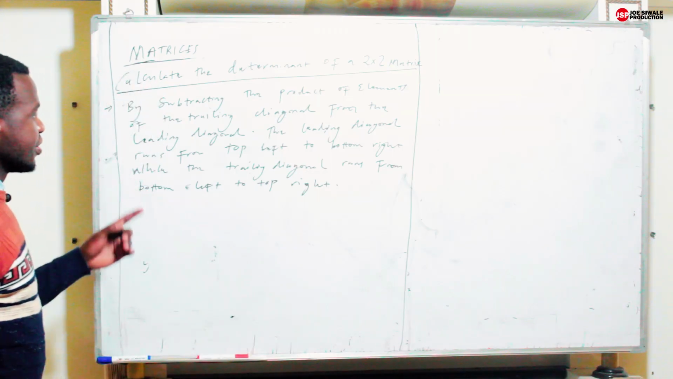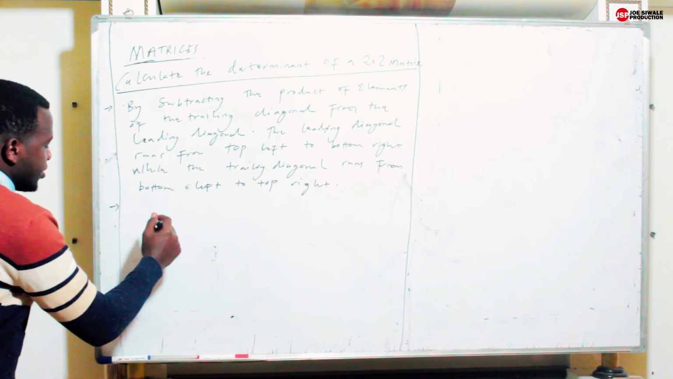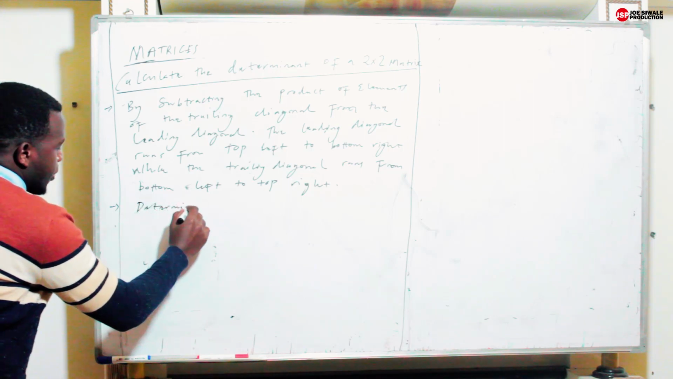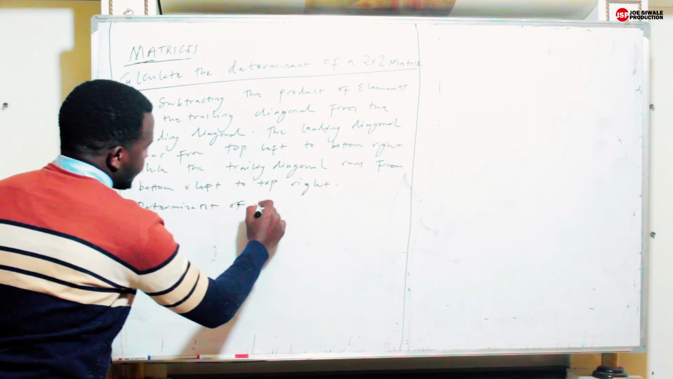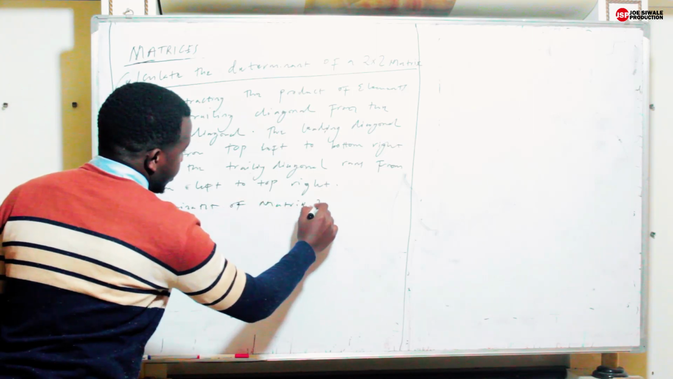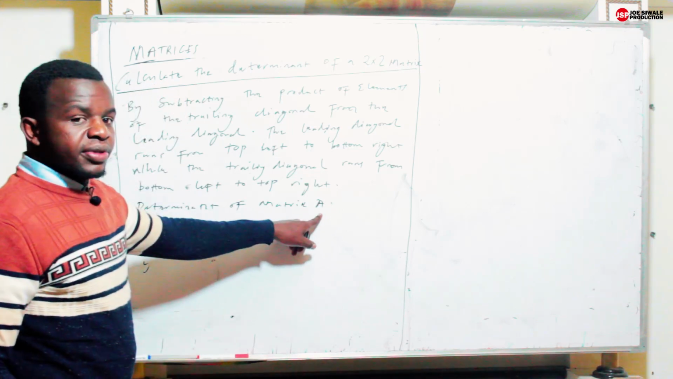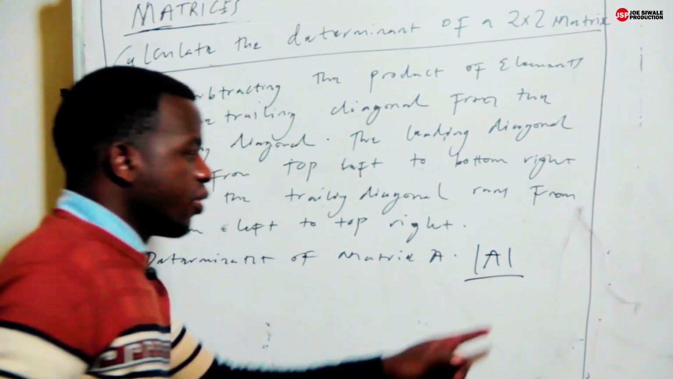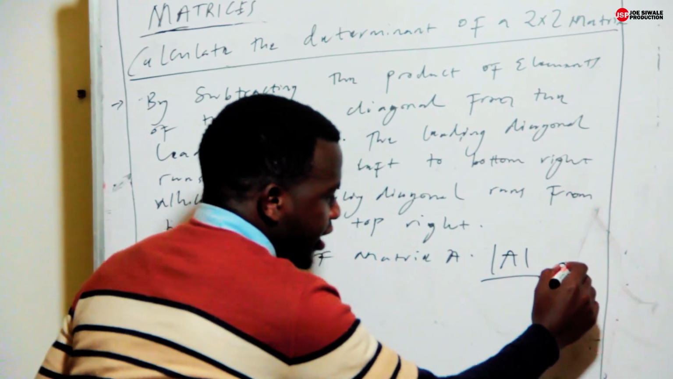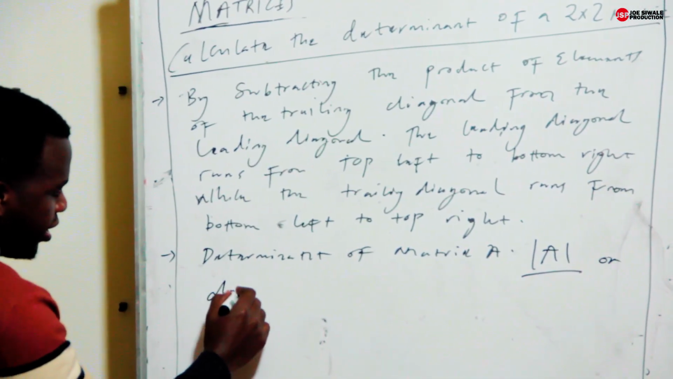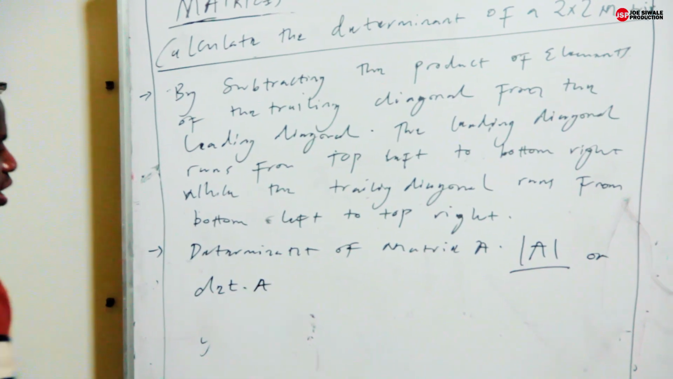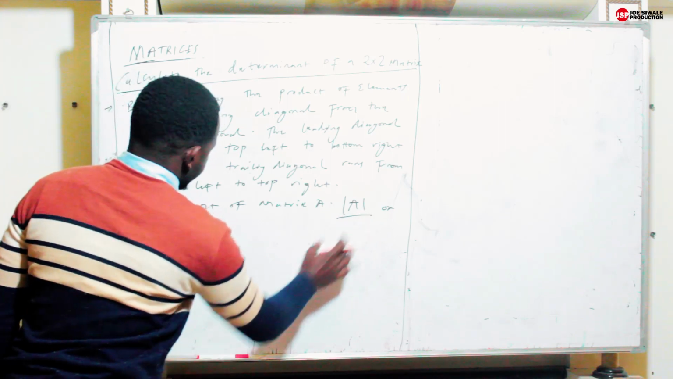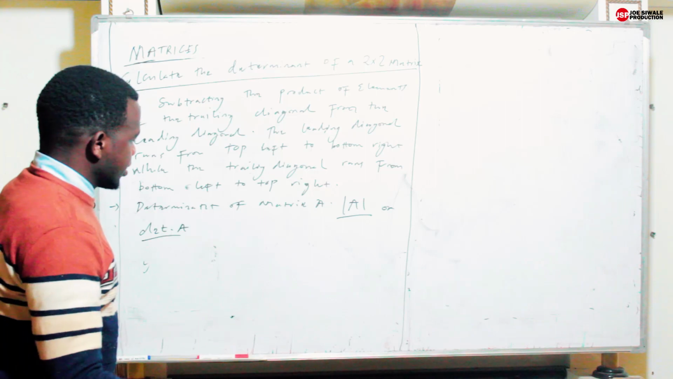So if we are calculating the determinant of matrix A, the symbol of determinant for matrix A is given in this form. So this is the symbol of determinant, or we can say DET dot our matrix. This means the determinant of A. So you can either represent this or that. Let us look at an example.